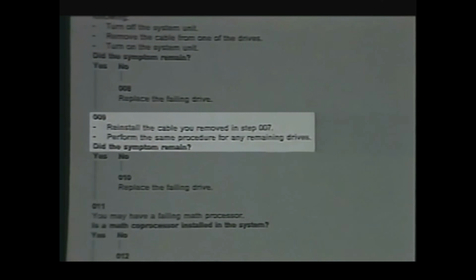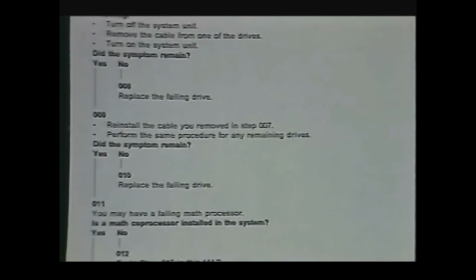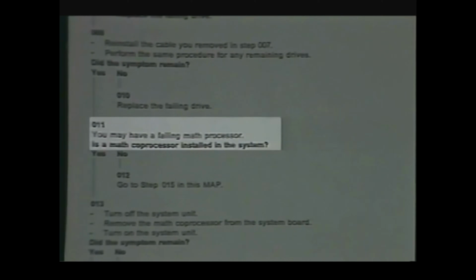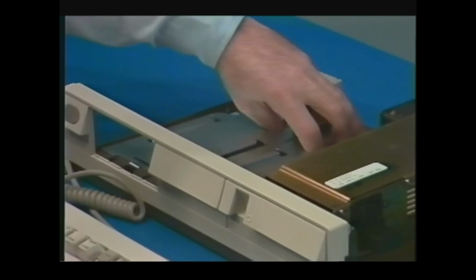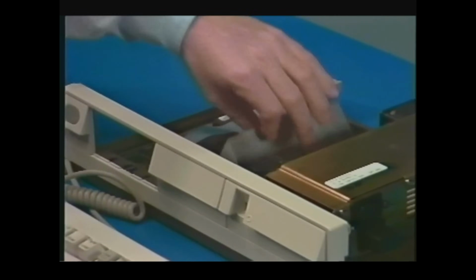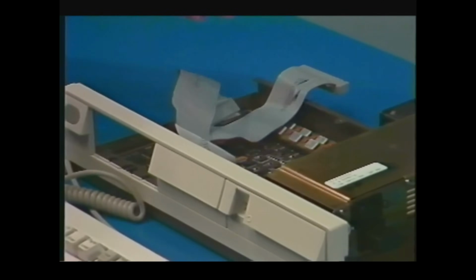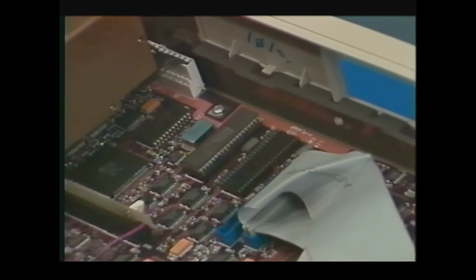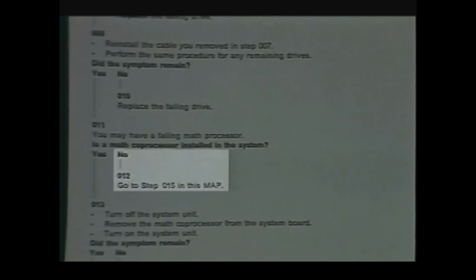Step 9 tells us to reconnect the diskette drive cable and perform the same procedure for any remaining drives. We have only one drive installed, so we will follow the yes leg in step 9. Step 11 asks if we have a math coprocessor installed in the system. When we check the receptacle on the system board, we see that there is no math coprocessor installed on the board. The no leg sends us to step 15.